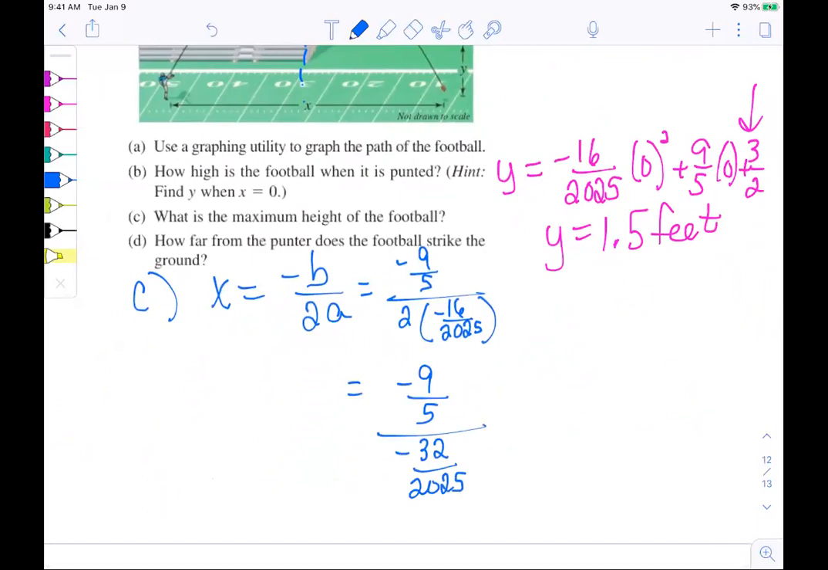When you place this in your calculator, make sure that you're grouping those two numbers together. And it should work out nicely. So you shouldn't get a crazy answer. It should be pretty nice. So see if you can take -9/5, divide that by -32 over 2025. Or you could say, hey, I'd rather multiply by the reciprocal as well, because that's what dividing is really doing.